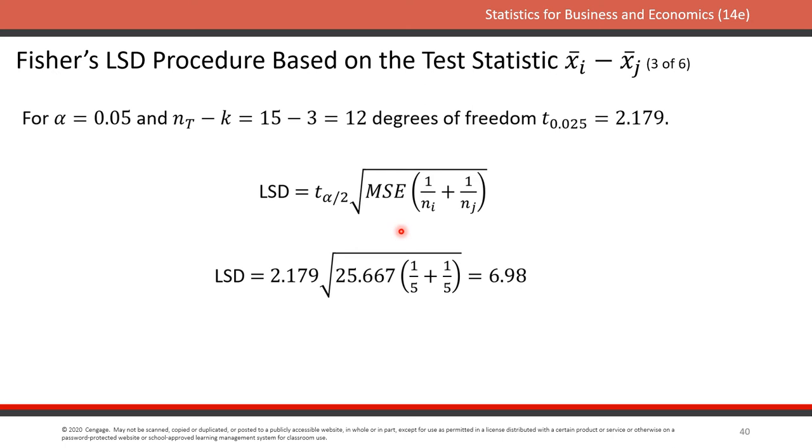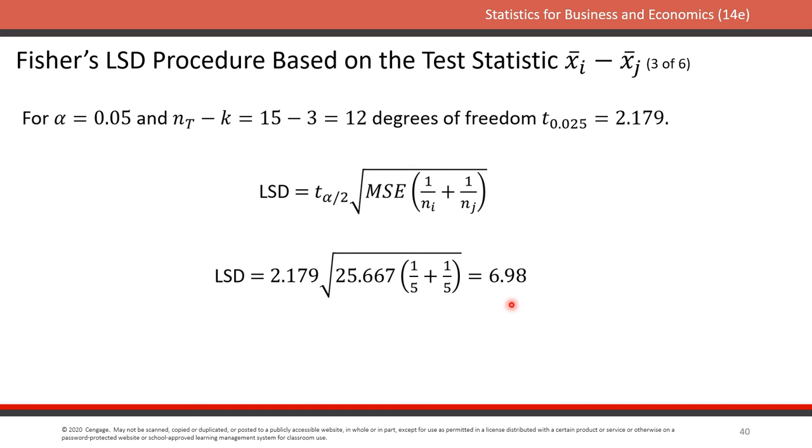Now for the LSD, I plug in my MSE that I calculated previously from this problem. I have my 1 over n's that I include, and then I calculate my least significant difference to be this 6.98.